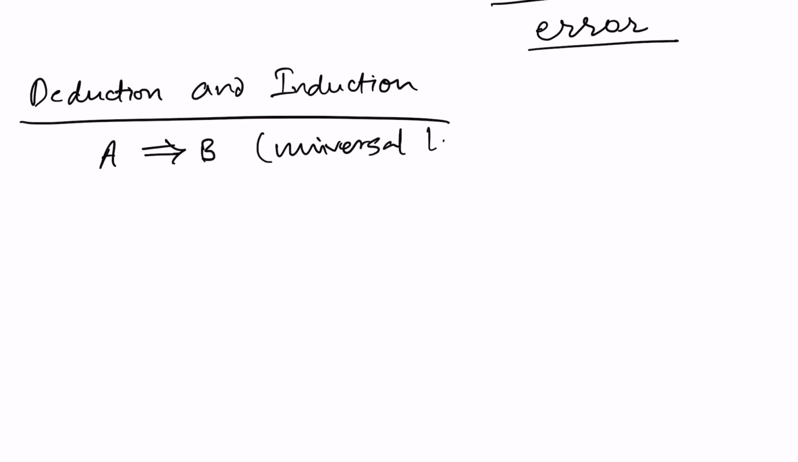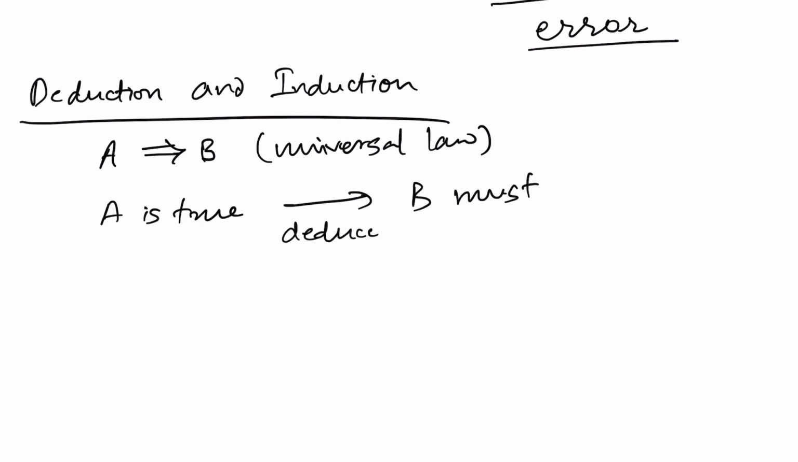Now, I also know in a given situation that A is true. So I can apply that universal law to a specific case where A is true to deduce that B must also be true. Correct? So you are taking a general rule and applying it to a specific case to deduce something about that specific case. Right?